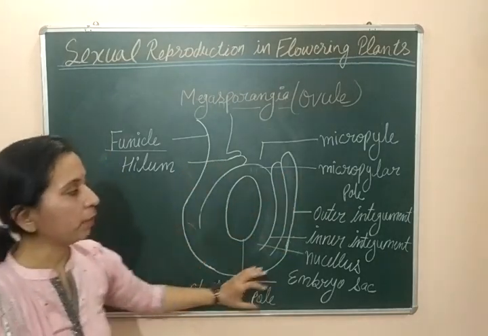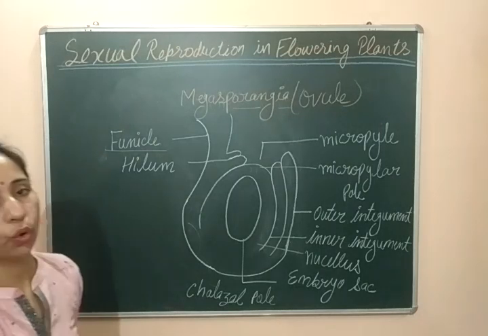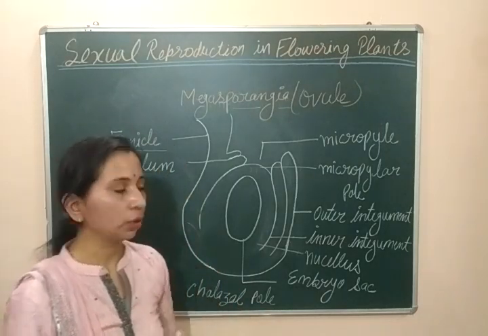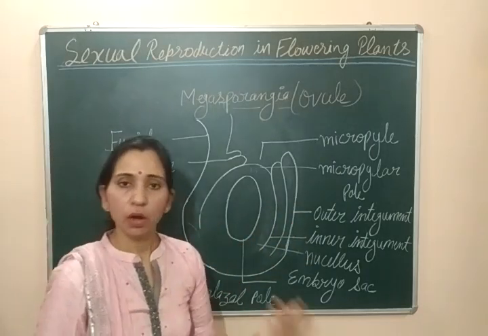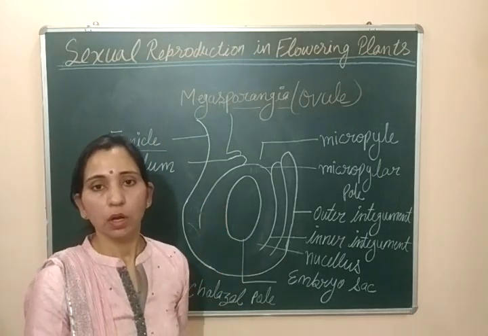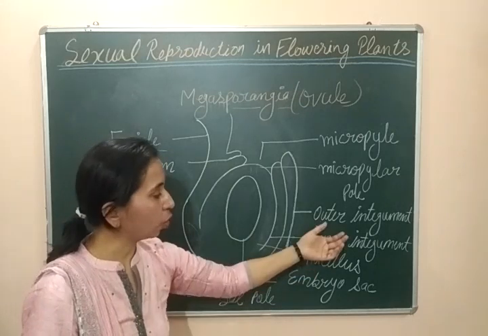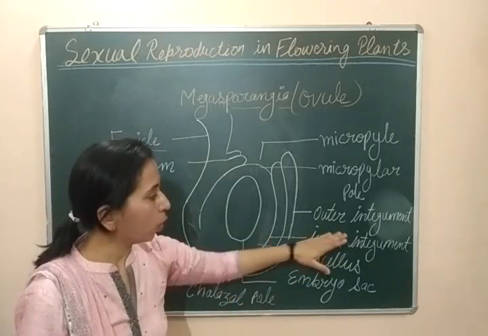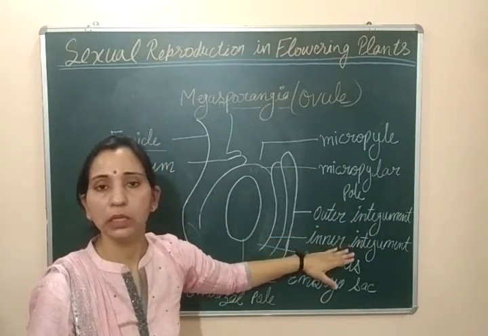The body is covered by some covers or some layers. These layers of the ovules are known as integuments. The covers of these ovules are known as integuments. In some families of flowers there are two integuments. That's why they are known as bi-integumentary. So this is also bi-integumentary, in which two integuments are present. One is known as outer integument and another one is known as inner integument.